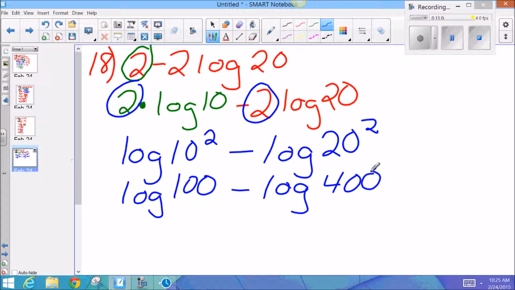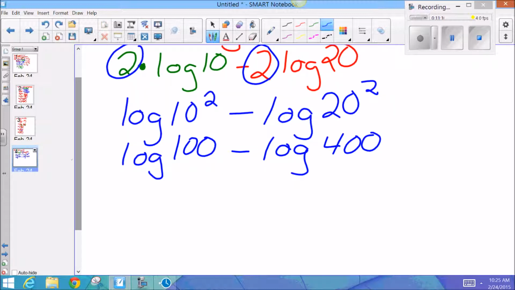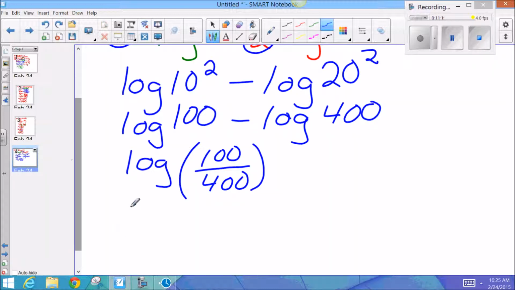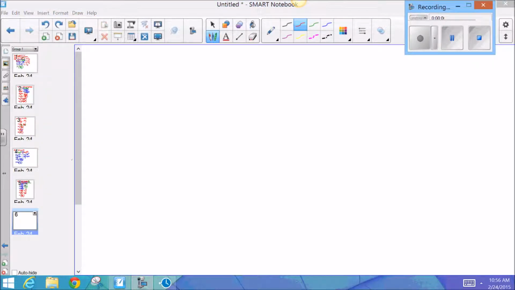It's a subtraction. I can change a subtraction to a division. So that's the log of 100 over 400. Simplify the fraction. That's the log of 1/4. All right, problem 20. All right, number 20.